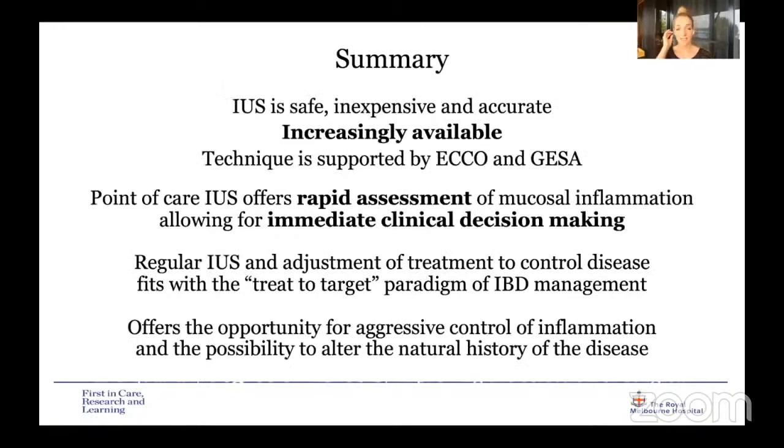So in summary, intestinal ultrasound is safe, inexpensive and accurate. It's increasingly available. So in Australia, where I live, about 6 years ago there was probably one centre that performed this, and now it would have to be greater than 10. It's a technique that is supported by ECCO and GESA, which is our Australian Gastroenterological Society. It's a point of care test that offers rapid assessment of mucosal inflammation and allows for immediate clinical decision making.